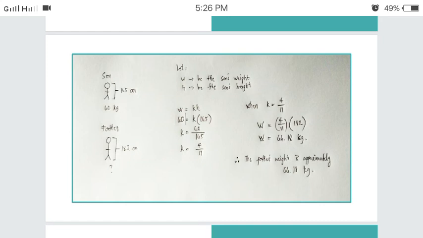So when K is equal to 4 over 11, W, the weight of the father, is equal to 4 over 11 times 182. So the weight is equal to 66.18 kilograms. Therefore, the father's weight is approximately 66.18 kilograms.